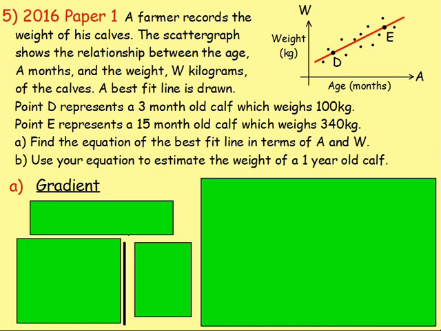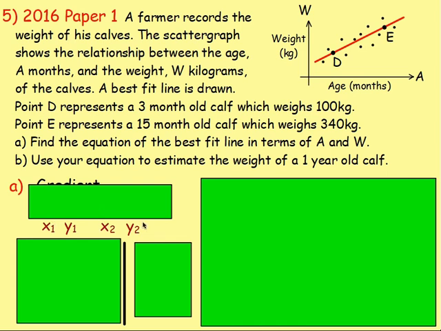So the gradient's what we want first. But for the gradient, we need 2 points. What are the 2 points? Well, here it's not as obvious because they're not saying here is the point. Here is negative 5, 2 and negative 6, 8. What they're doing is they're putting it into this amazing story about some cows.